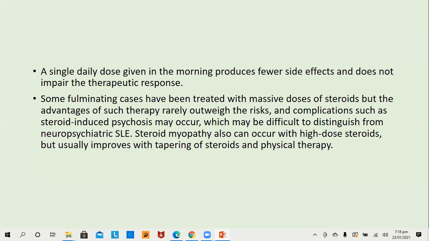Some fulminating cases have been treated with massive doses of steroids, but the advantage of such therapy rarely outweighs the risk, and complications such as steroid-induced psychosis may occur, which may be difficult to distinguish from neuropsychiatric SLE. Steroid myopathy can also occur with high dose corticosteroid, but usually improves by tapering the steroids and by physical therapy.